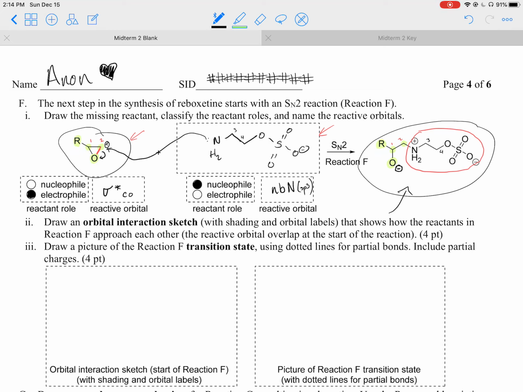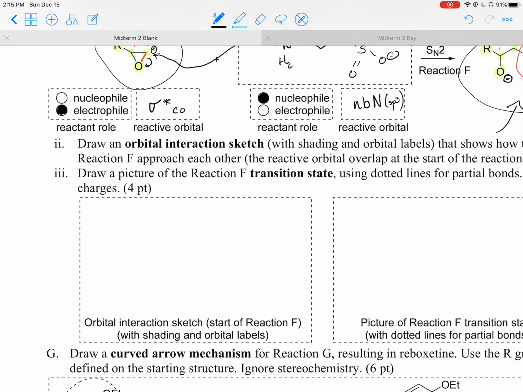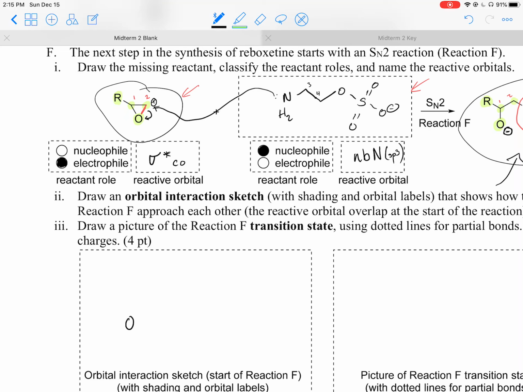to make the bond. Okay, so we are now going to draw an orbital interaction sketch with shading and orbital labels that shows how the reactants in reaction F approach each other, because it's SN2, so it's all happening in one step. And then we're going to do the transition state. So let's start here. Let's just make things easy. Let's make the bond between oxygen and carbon 2 just a straight horizontal line right here. That way we can easily show the orbitals interacting with each other.